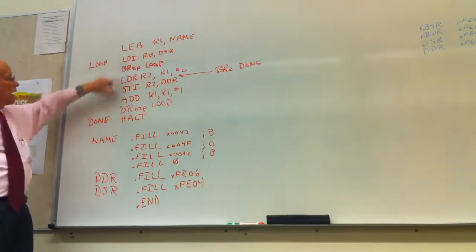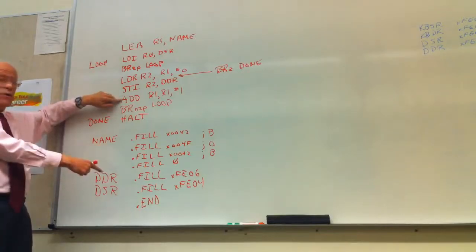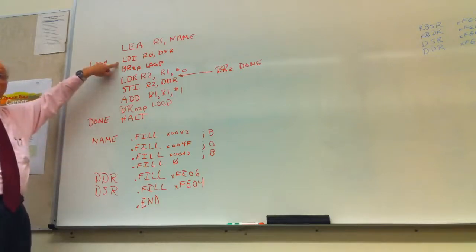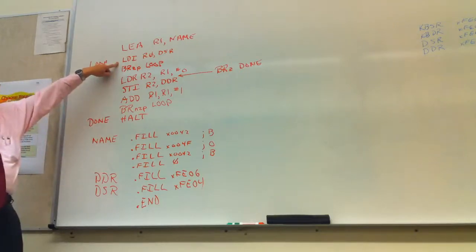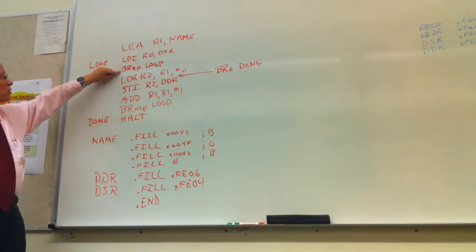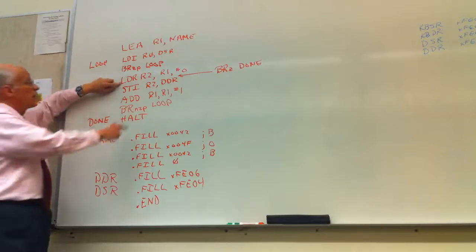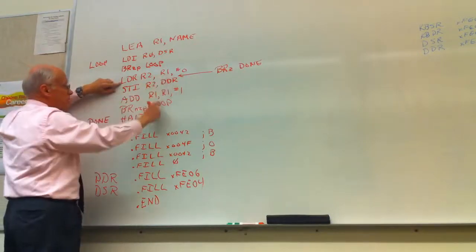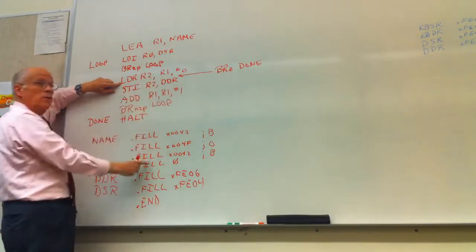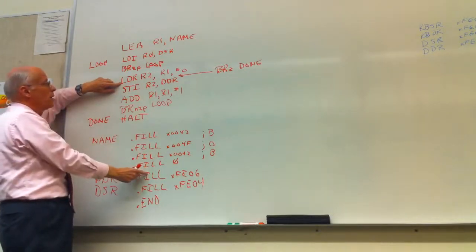Then I adjust my address so that I'll get the next character in the string and go back and wait for the display to finish. As soon as the display finishes, I load the next character, which has been adjusted because I changed register 1 down here, so I really am at the next character.